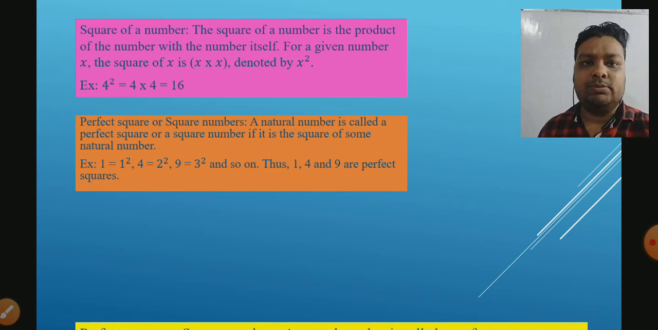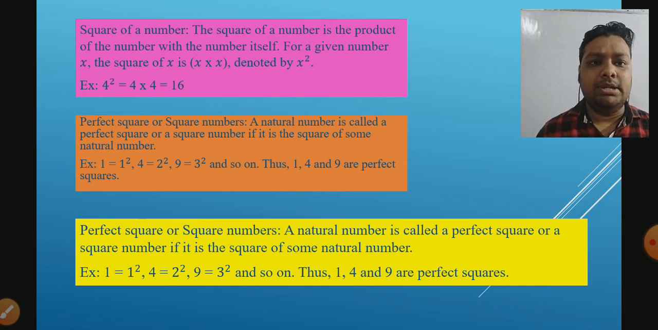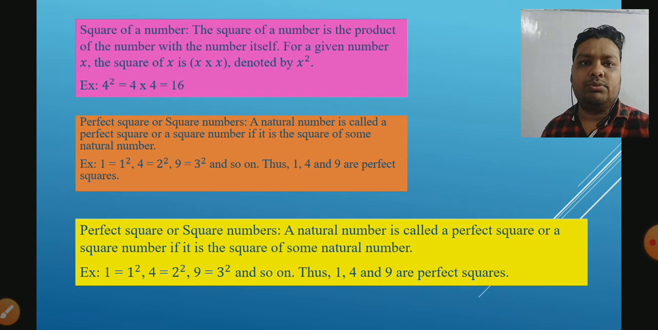Okay, so let's move to the next topic. The next topic is again perfect squares or square numbers. Same thing I have repeated here so you understand it nicely. Okay students, so let's move to the next topic.